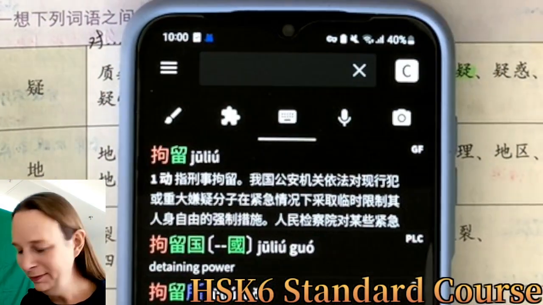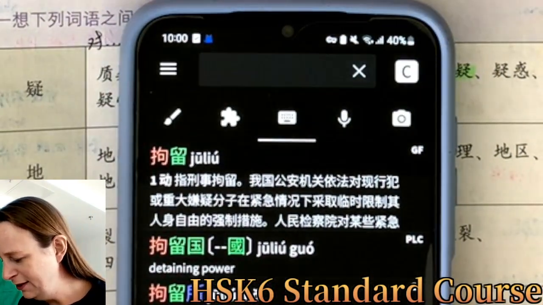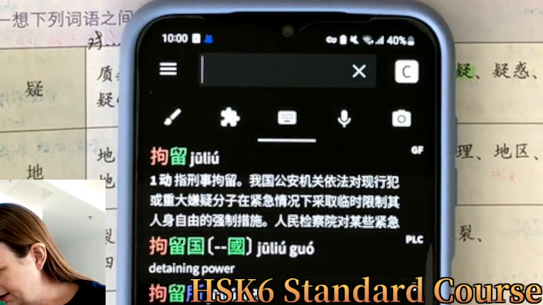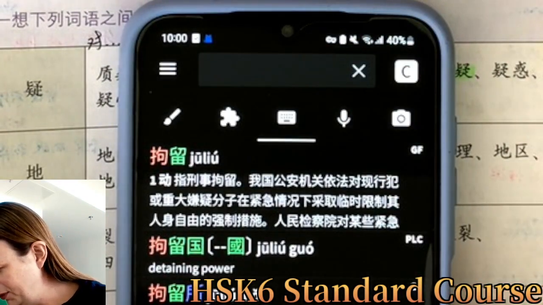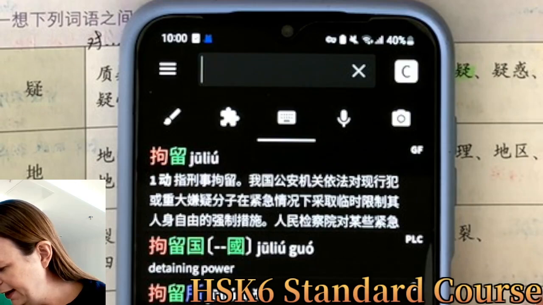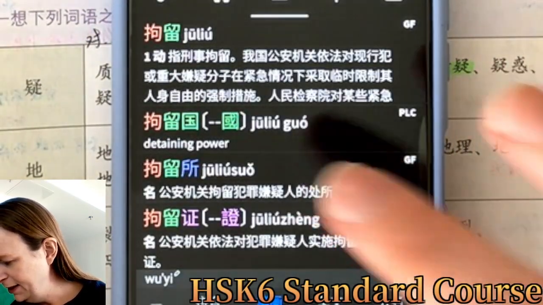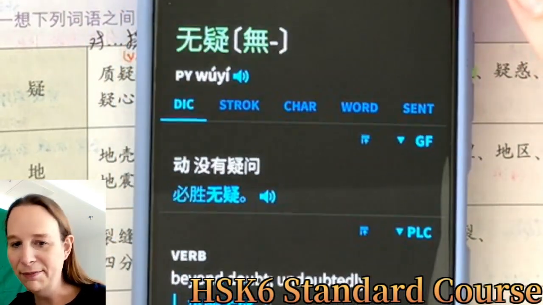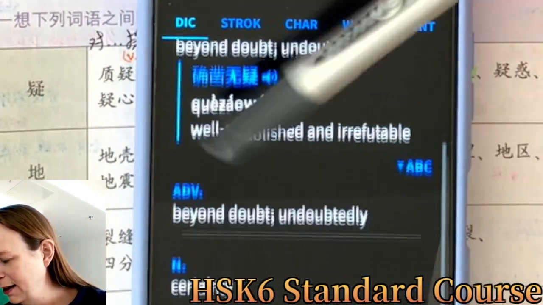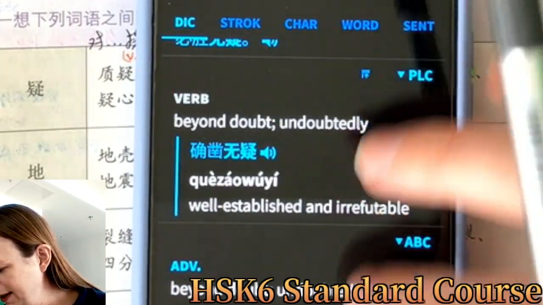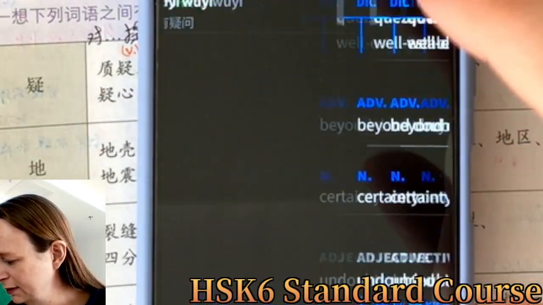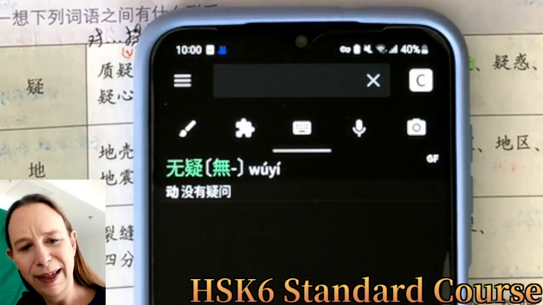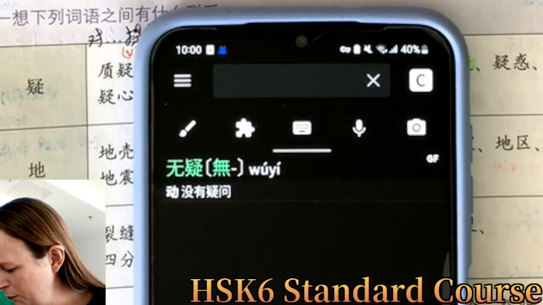无疑, and there's also a longer version of this as well. My phone input is a bit weird sometimes. 无疑. Do you see it? Here it is. 没有疑问. Okay, there you go. 确凿无疑. There's also 毫无疑问, right? 毫无疑问.